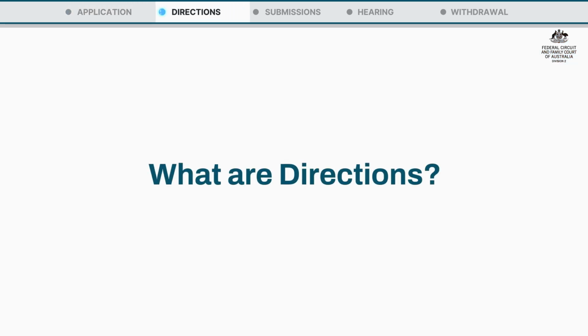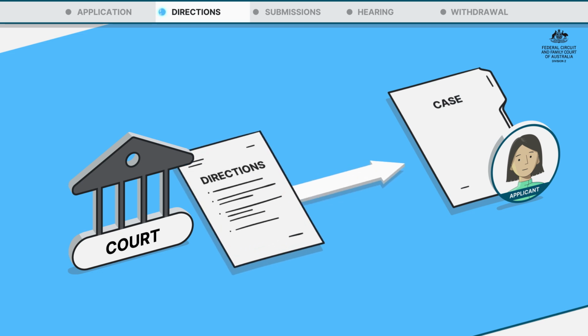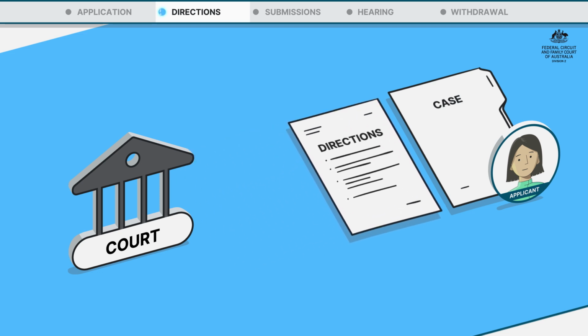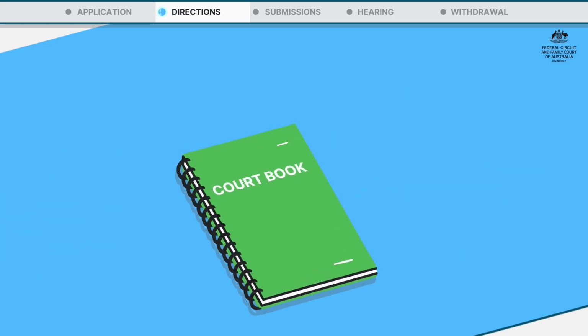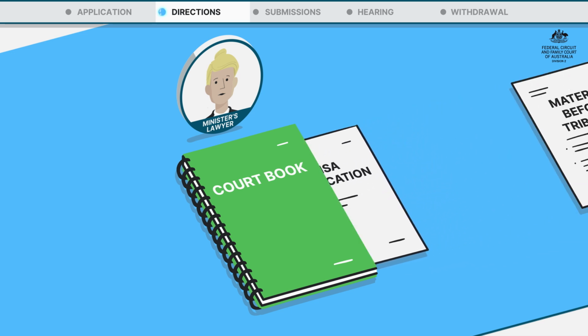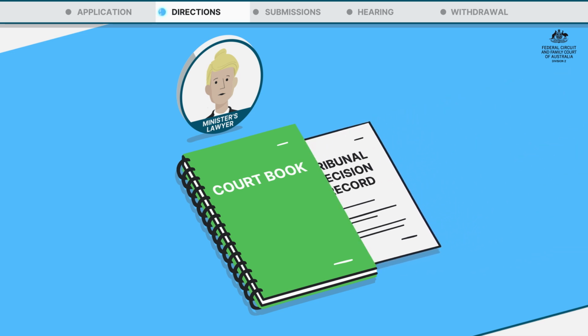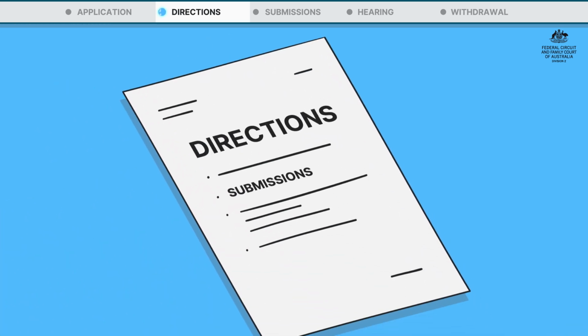What are directions? Directions are orders from the court, outlining a timetable of actions to get your case ready for a hearing. This involves the preparation of the court book. Prepared by the minister's lawyer, this book contains all the documents held by the department or tribunal relevant to your case. Directions also outline when you must file a submission.